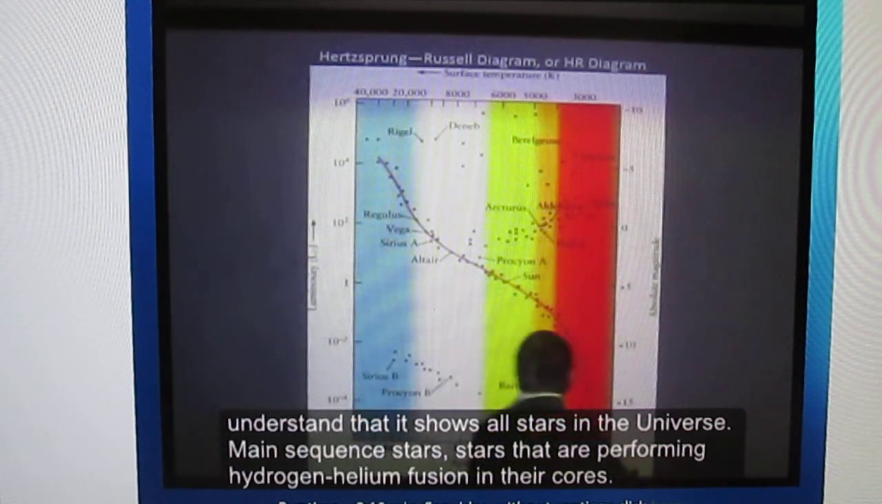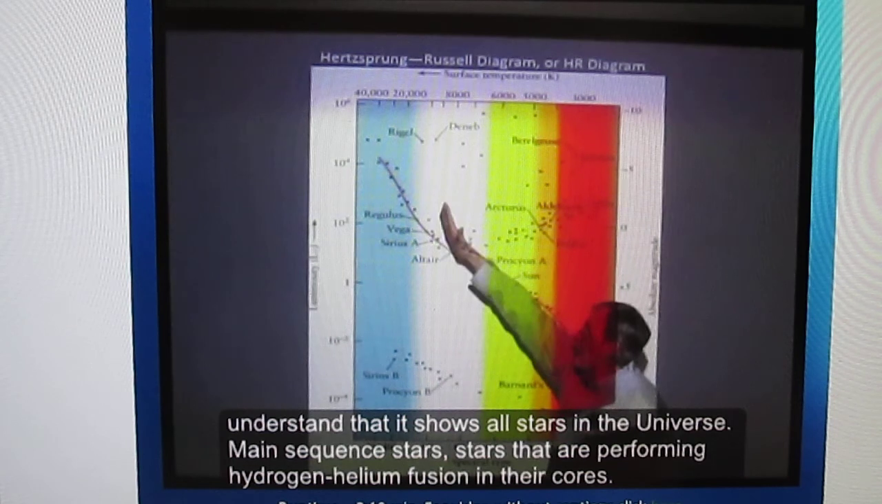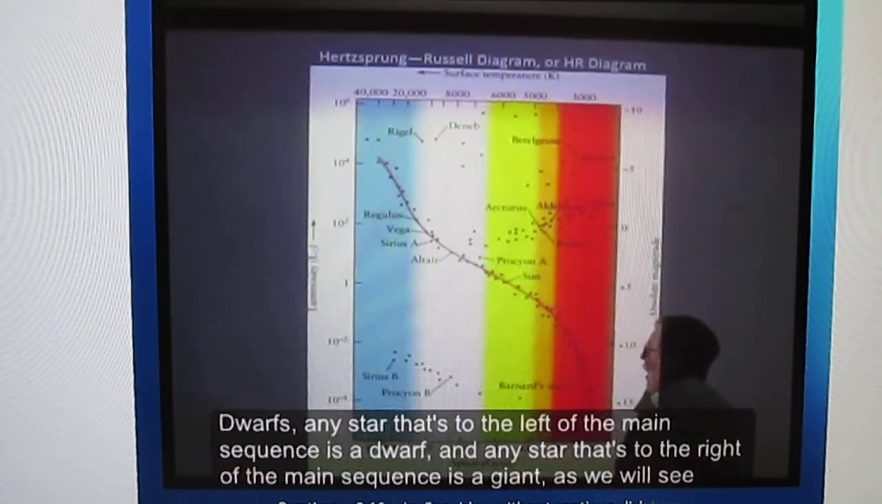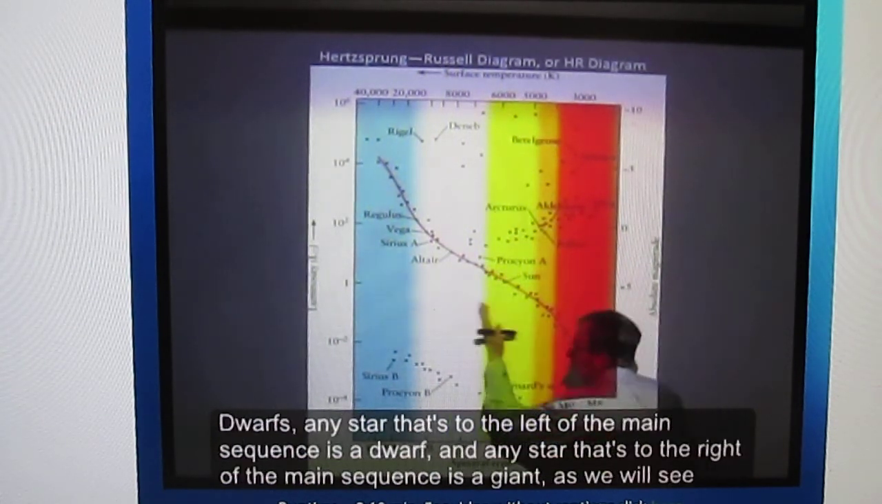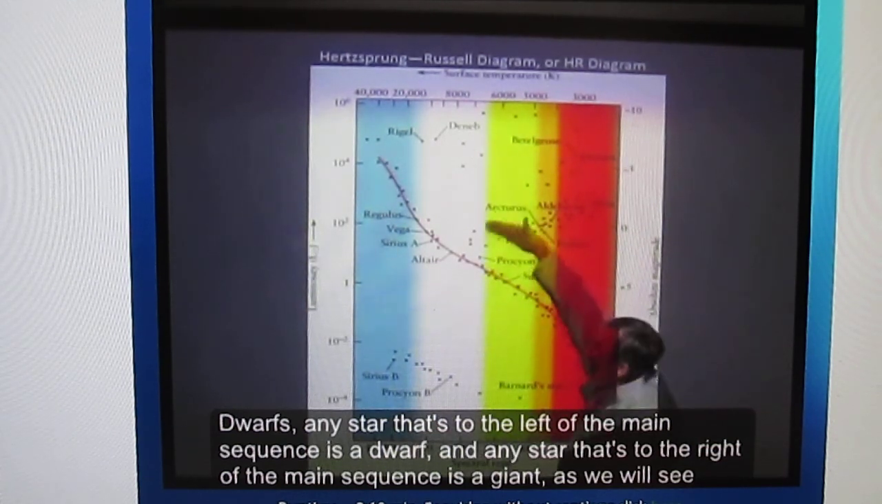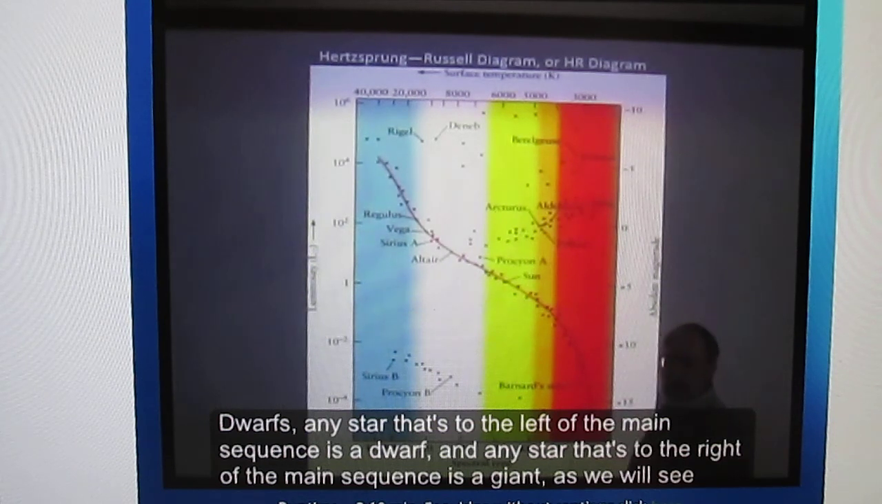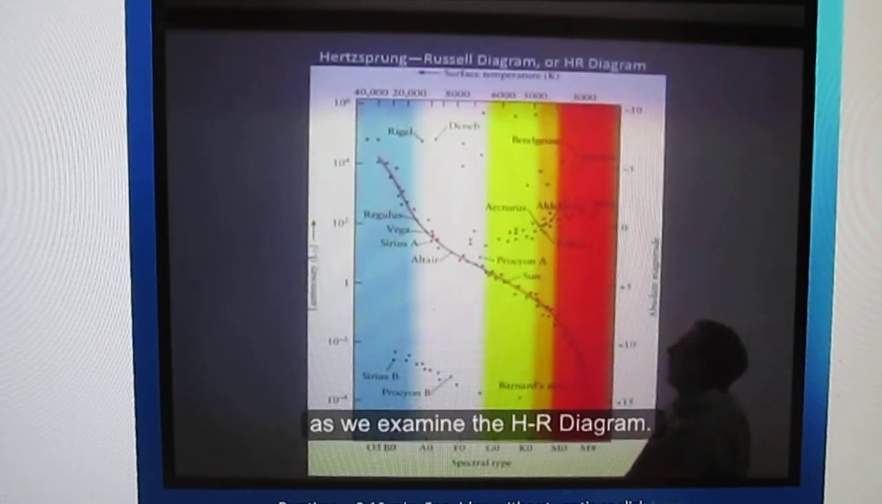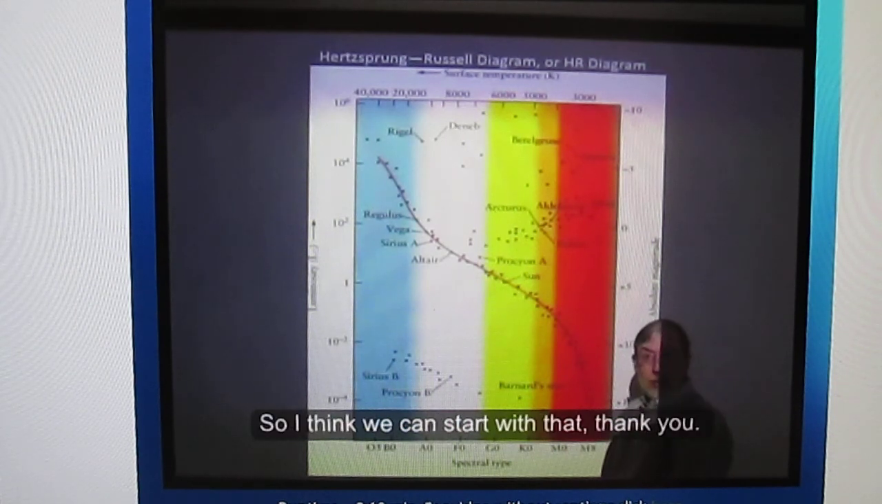Main sequence stars are stars that are performing hydrogen-helium fusion in their cores. Any star that's to the left of the main sequence is a dwarf, and any star that's to the right of the main sequence is a giant, as we will see as we examine the HR diagram.